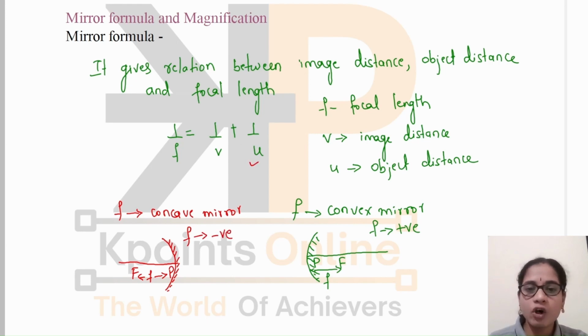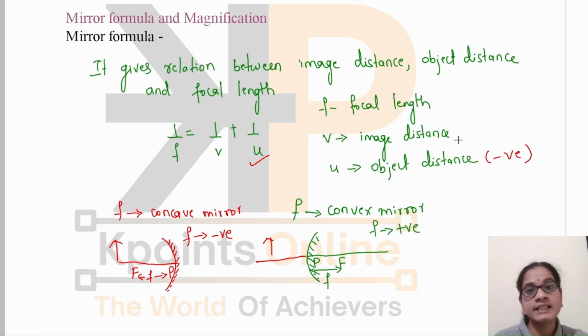What about the object distance? We know that always the object is placed at left side of the mirror in both the concave and convex mirror. Here also we are placing the object towards the left side of the pole. So when the distance is measured towards the left side of the pole, we take it as negative. So always the object distance will be negative.